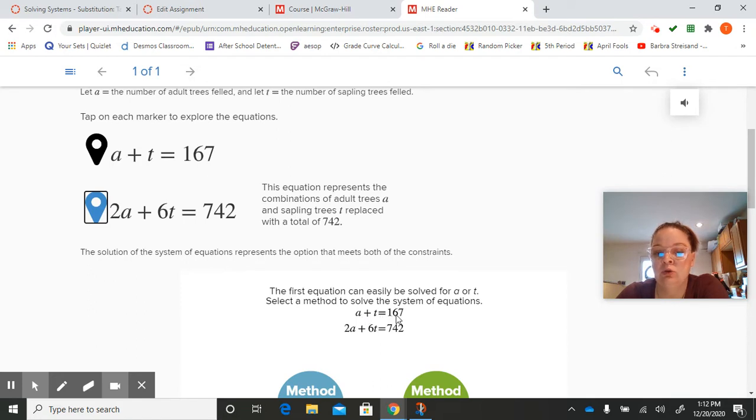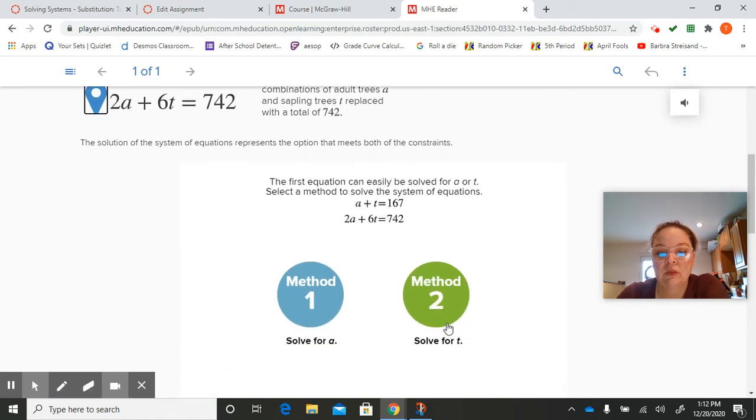A plus T equals 167. 2A plus 6T equals 742. We're going to look at solving for A first, and then we'll look at solving for T. This video is going to be a little bit longer since we're going to go through both methods.